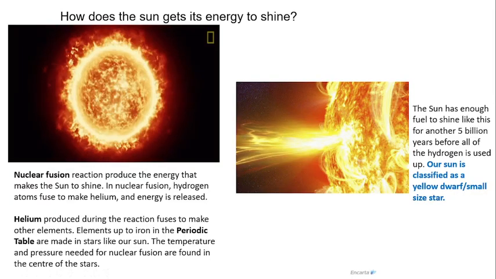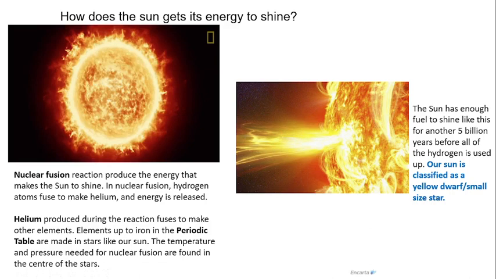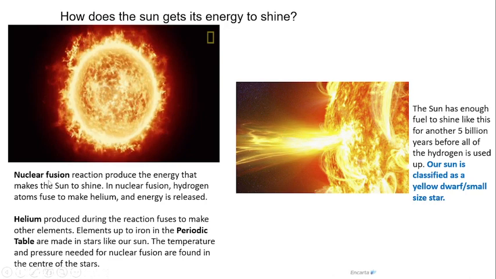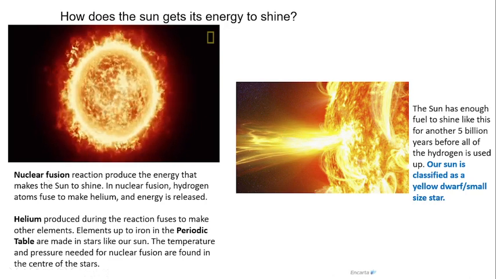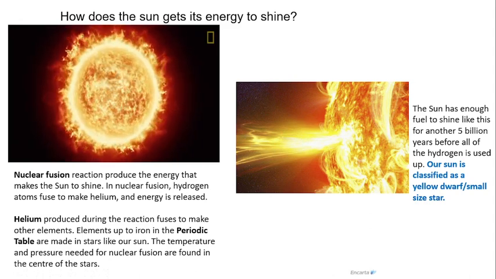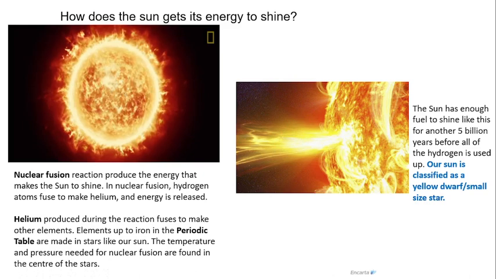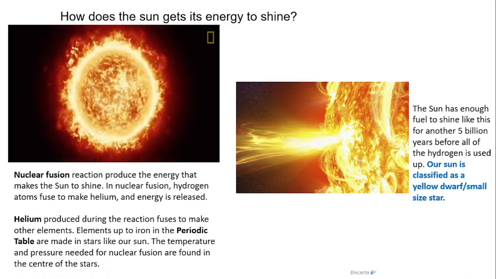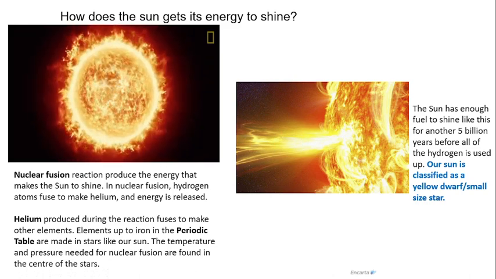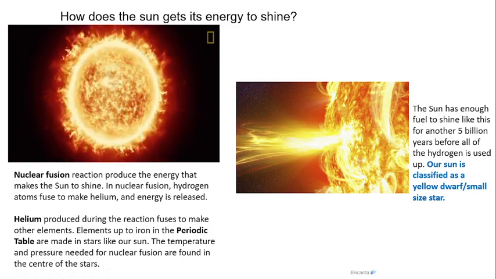How does the sun get its energy to shine? This is a wonderful process. The sun gets its energy to shine by a special kind of reaction, which we call the nuclear fusion reaction. In this reaction, hydrogen atoms combine, fuse together, to form helium, a different element. A large amount of energy is released in the process. Helium produced during the reaction fuses to make other elements.